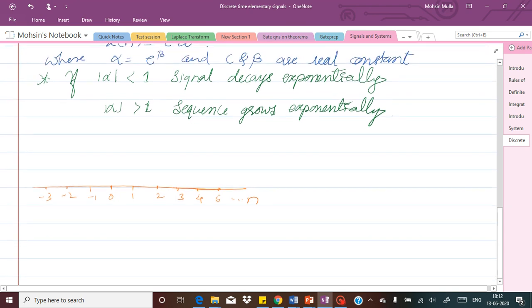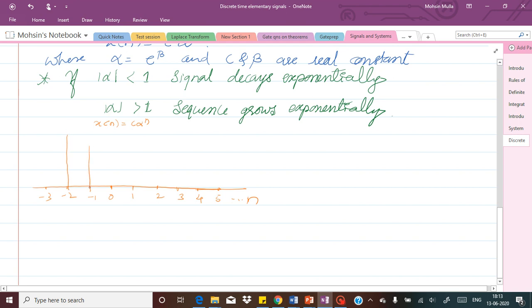Here the signal is given by, I'll write here, x of n is equal to c into alpha raised to n. So alpha is less than 1, which means it is having a decimal value. So a power of a decimal will always keep reducing. Initially, for negative values of n, it will have larger magnitude, so I'll take this as the largest magnitude.